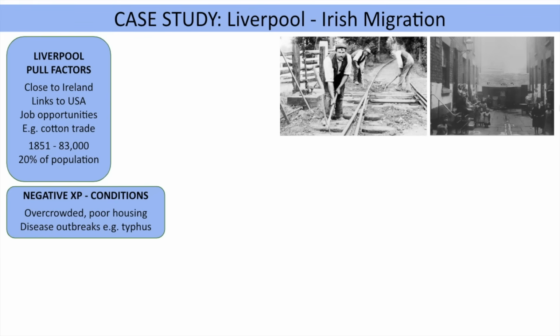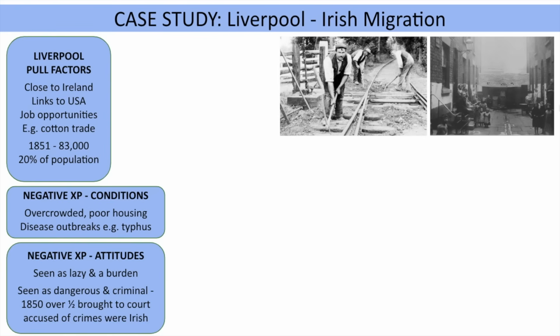Largely, as we've seen, the situation in Liverpool is the same as the rest of the country, and that is quite a negative experience. There's very overcrowded accommodation, there's poor housing, and there are big disease outbreaks that take place, like outbreaks of typhus. We also see negative attitudes towards migrants in Liverpool, especially because so many Irish migrants migrate at once, and that tends to lead to a backlash. They were stereotyped very negatively as lazy and a burden on the welfare system.